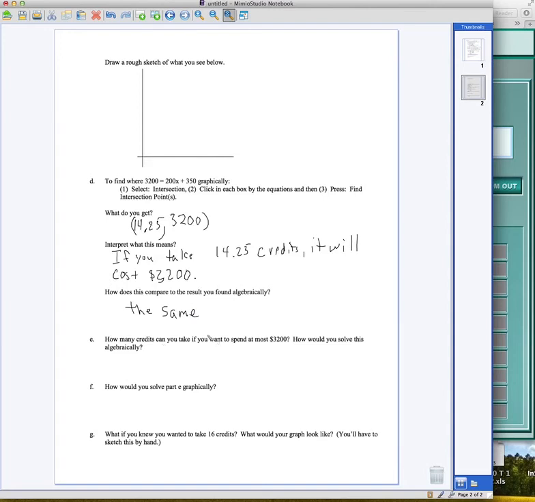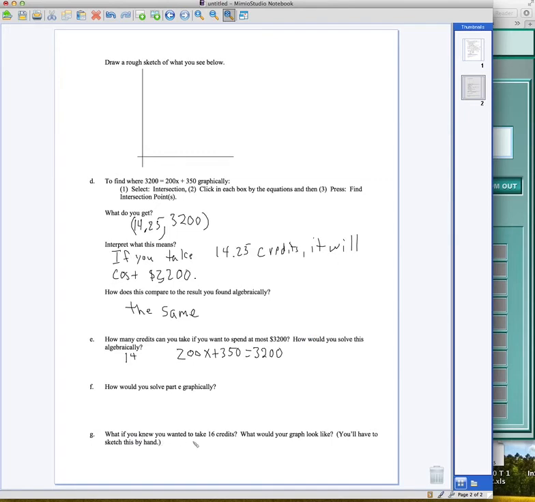How does this compare to what you found? How many credits can you take if you want to spend at most? Well, 14. How would you solve this algebraically? Well, you would set 200x plus 350 equals 3,200. How would you solve part E? Well, we solved that already, and I guess I asked the same question twice.